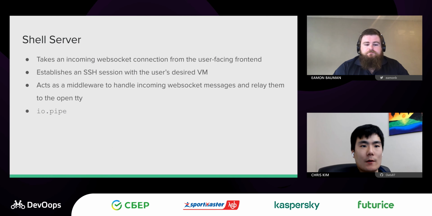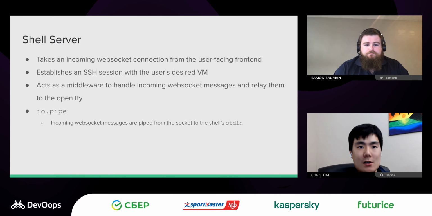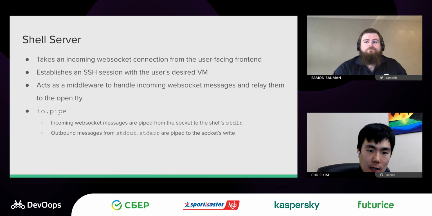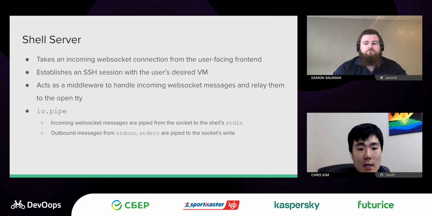Behind the scenes, it's actually using an IO pipe, which is how we do the magic of handling our incoming and outgoing messages. More or less, a WebSocket connection comes in, and Gargantua then establishes a real SSH session to the virtual machine, regardless of where it lives, and then allows access to that.